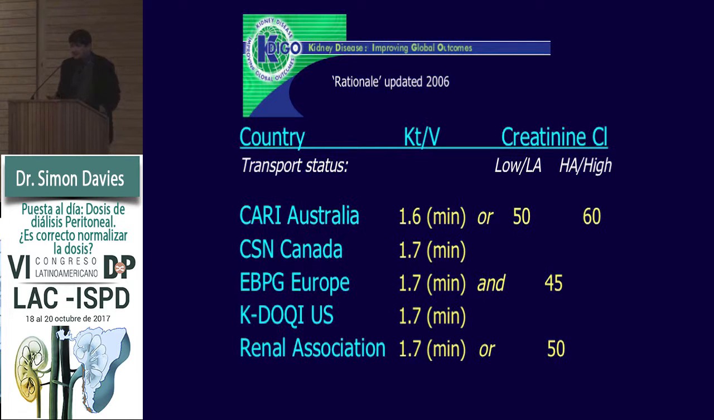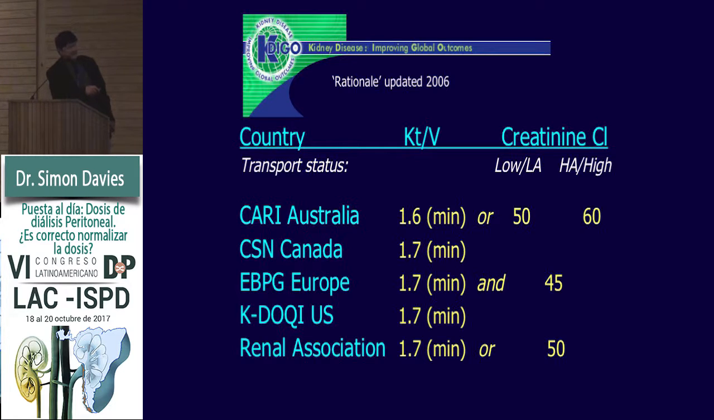So we're all familiar with the guidance of what dialysis dose we should be accepting as a minimum treatment. And this is a summary by the KDIGO organization of different guidelines from around the world, including Australia, Canada, Europe, US, and the Renal Association. And also, you could put in here the ISPD guidance too. And you can see here that the general consensus is that a minimum dialysis clearance that is necessary is a Kt/V of 1.7, and anything above that, which might be part of residual kidney function, for example, is considered to be a bonus.